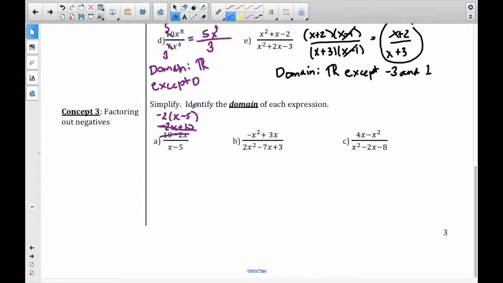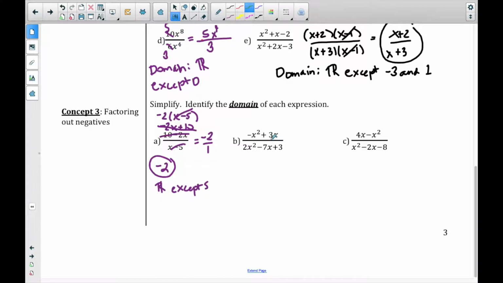Okay, now this x minus 5 and this x minus 5 can be simplified. We don't need those anymore. So what we have is a negative 2 over 1, or just negative 2. That is what that simplifies down to. And then the domain would be all real numbers except 5.